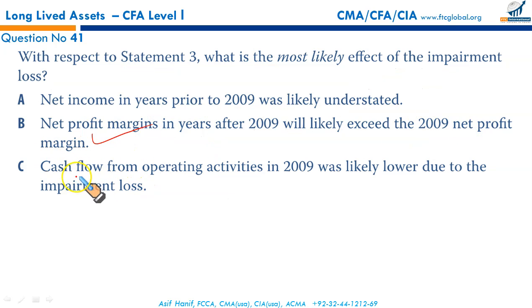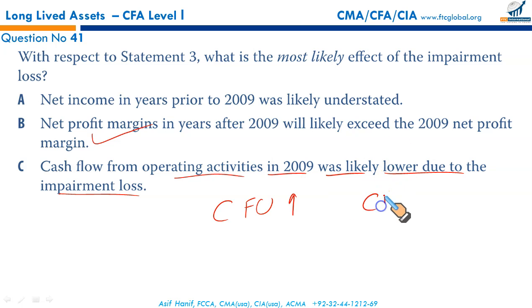Why not C? Cash flow from operating activities in 2009 was likely lower due to impairment loss. That is not true. Cash flow from operations would be higher, because CFI, that is cash flow from investment, would be lower. Cash flow from operating would be higher, not lower. Wrong. So that makes B the correct option.